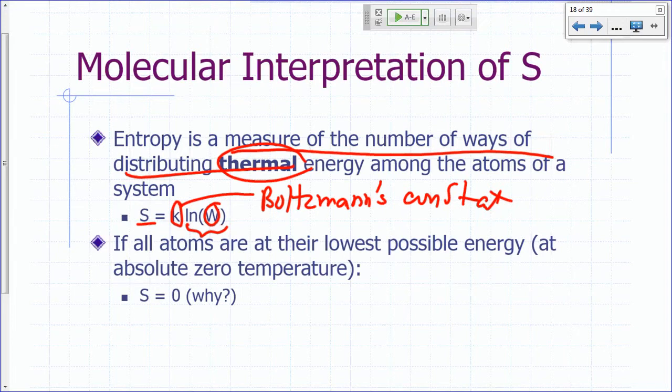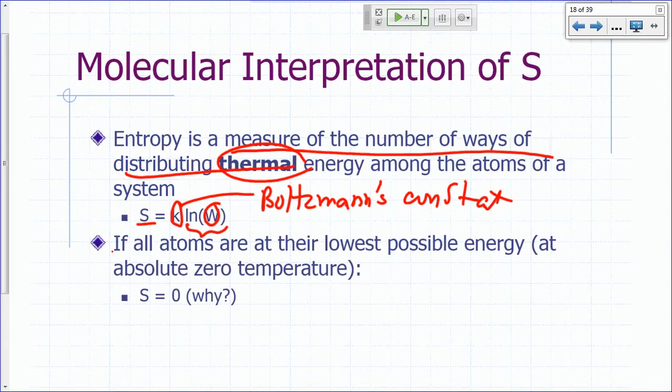So the more ways you can distribute the thermal energy among the atoms of a system, the higher the entropy. That is why when you increase the energy, there would be more ways of distributing it, as we shall see in a little while.